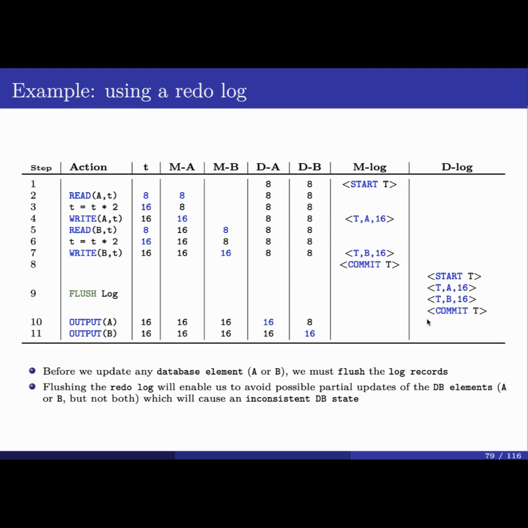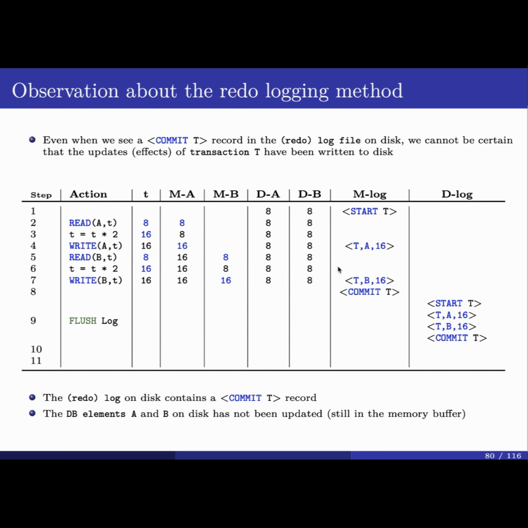So in this case, did we change any database element here? No, we didn't. So that means having a commit T in the log entry on the disk doesn't guarantee that the modification made by this transaction was definitely reflected to the disk. That's why you need to redo it.